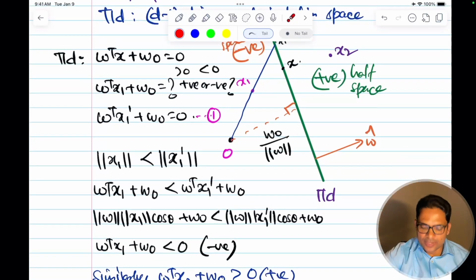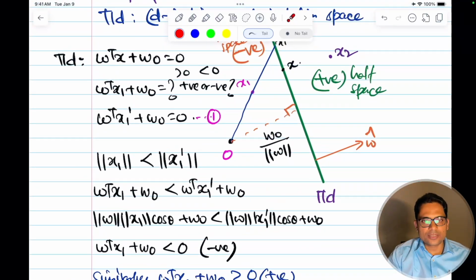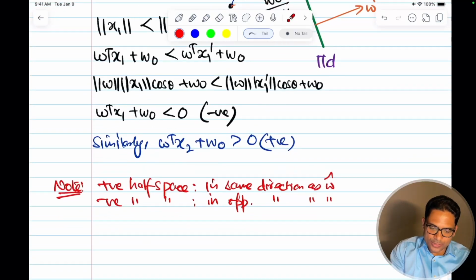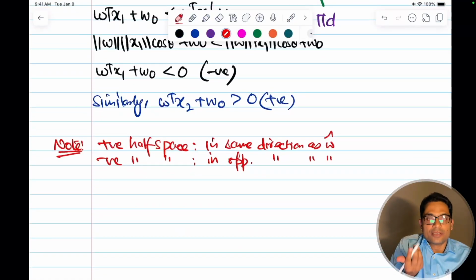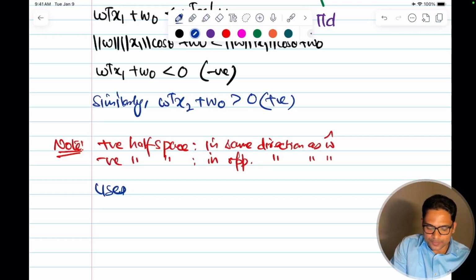Okay, and this is very useful. Whatever we have discussed, let's quickly do a revision. What are the use cases, why have we studied this? So we will revisit what the uses are of this equation of a hyperplane.